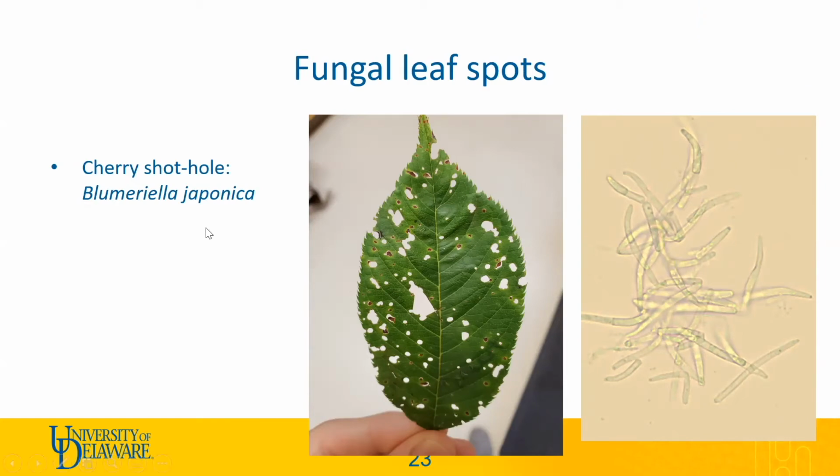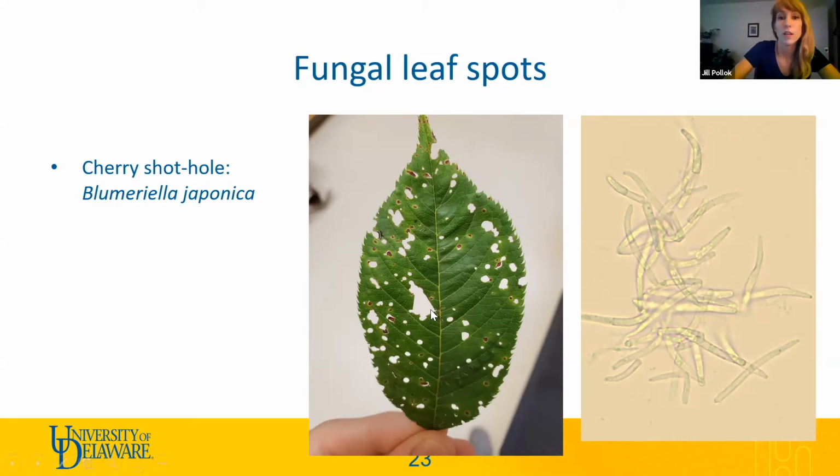Okay, so like I said before, the cherry ended up not streaming. So I looked under the microscope again for any fungal fruiting bodies within the spots, and I did find a couple. I don't have a picture of the fruiting bodies, but I have the picture of the spores right here. It's kind of hard to see, this isn't a great photo, but a spore is long and skinny with one septa in the middle, so it has two cells. So this is a shot hole on cherry caused by the fungus Blumeriella.